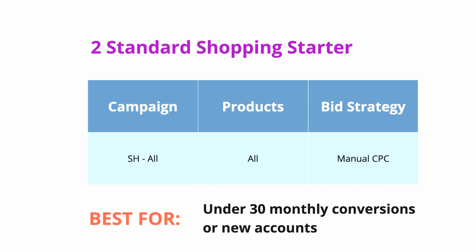For accounts with fewer than 30 monthly sales, a standard shopping starter setup could be your best option. Put all of your products in one standard shopping campaign and set manual bidding strategy. While less user-friendly than Pmax, it serves only shopping ads and offers better cost and tracking controls. This setup helps avoid the big spending swings that often happen with new Pmax campaigns, and it makes it easier to switch to Pmax later when you have enough data to make it work well.